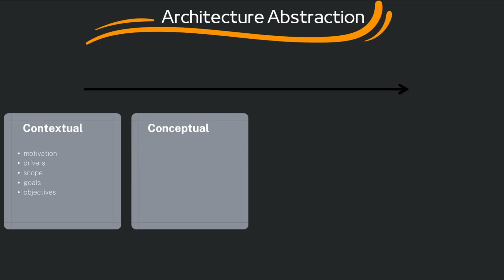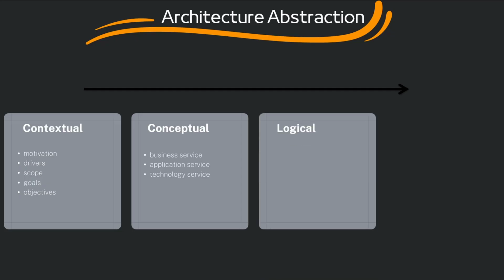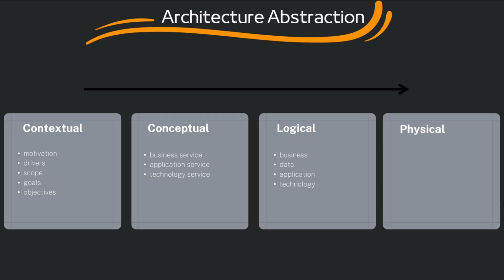The conceptual abstraction, also known as service or behavior abstraction, comprises all the requirements and service models. For example, business service, application service, technology service. The logical abstraction level contains all the implementation-independent solution alternatives to achieve services, for example, business, data, application, and technology components. And the physical abstraction level has all the alternatives for allocation into implementation of physical components to meet the logical components, for instance principles.